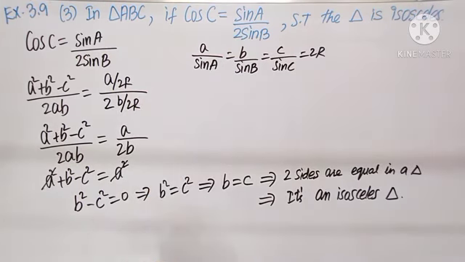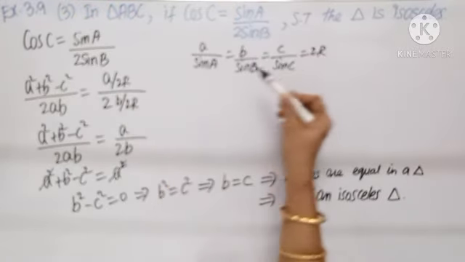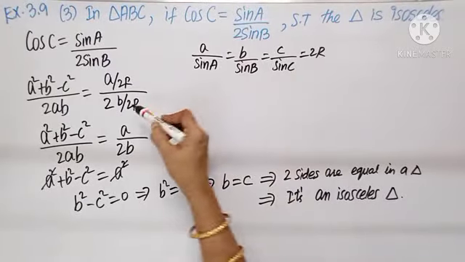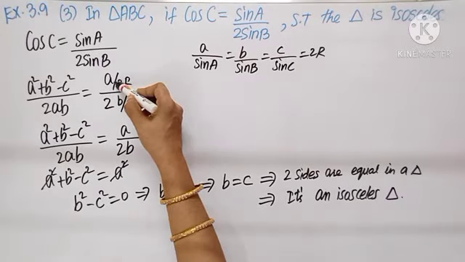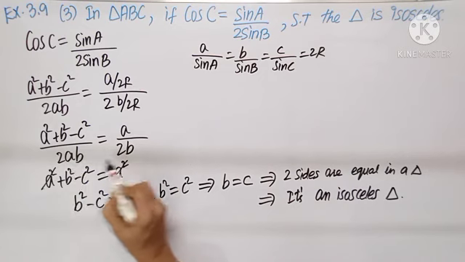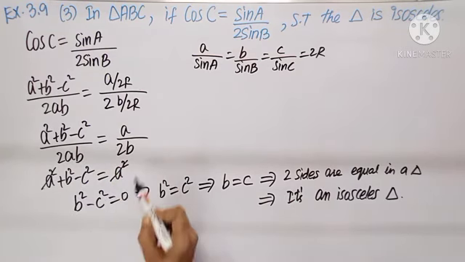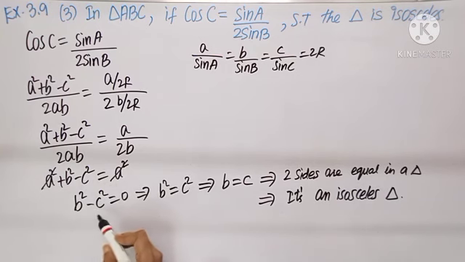Sin A, I can write A by 2R. Sin B, B by 2R. We write it from the sine formula. Cancel 2R, 2R. Now left and right 2B, 2B cancel. Cross multiplying, it is A square. Cancel A square on both the sides. We get B square minus C square equals 0, giving us B equals C, and hence the problem.